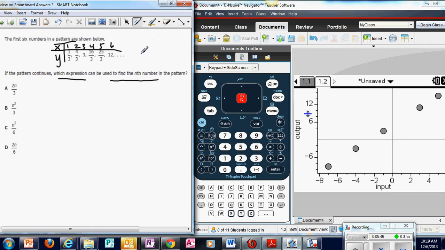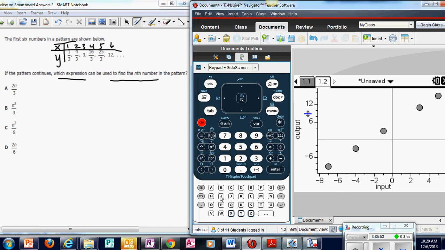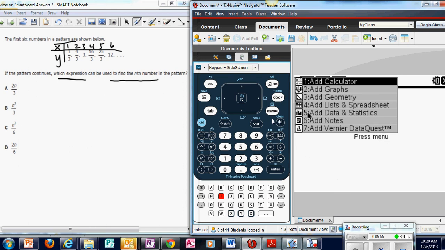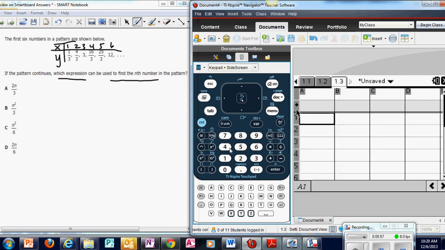So I need another list and spreadsheet. I'm going to do the same thing. So I'm going to hit Control I, list and spreadsheet, which is 4, and I'm going to enter the x values, the positions.